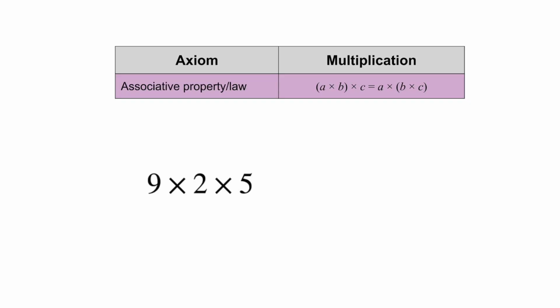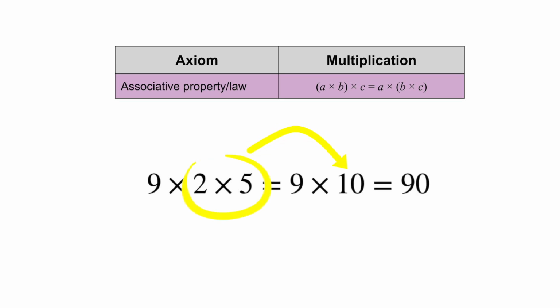The associative law for multiplication is useful to take advantage of products to multiples of powers of 10. For example, when calculating 9 multiplied by 2 multiplied by 5, it would be more efficient to first multiply 2 and the 5, and then the 9.